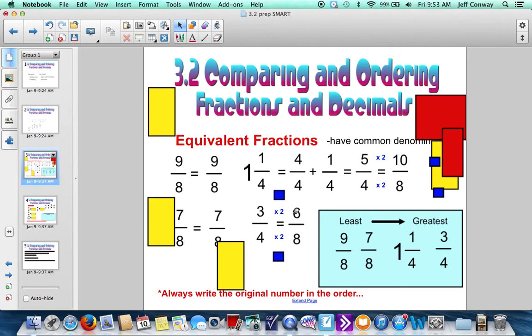So now that they're all in eighths, we can see 9/8, 7/8, 6/8, and 10/8. So each of those numbers, we can see which is the least to the greatest. The smallest one would be 6/8, but we don't put 6/8 because that wasn't the number we were asked to order. We were asked to order 3/4. So we're going to put 3/4 here in the least area. Okay? And then the next one is 7/8.